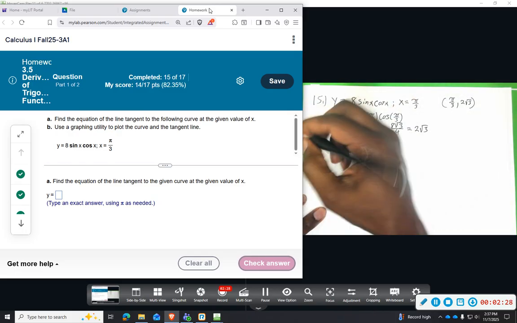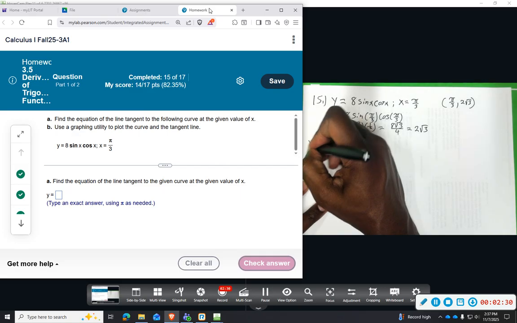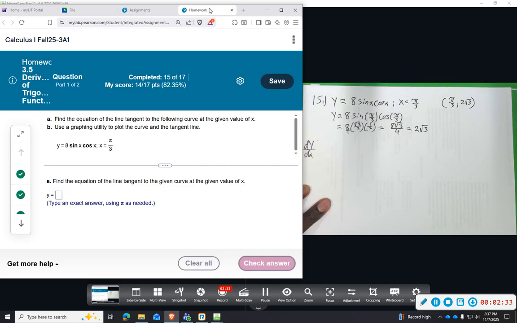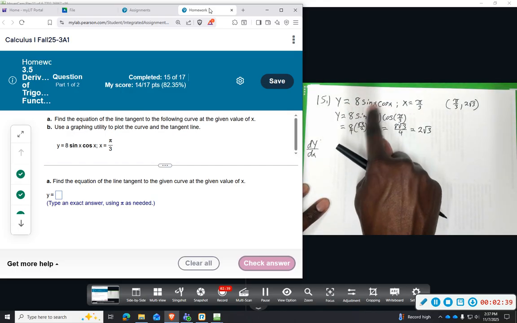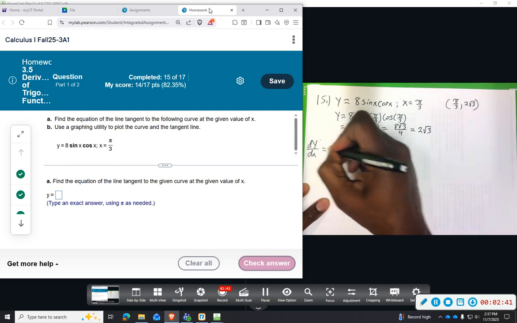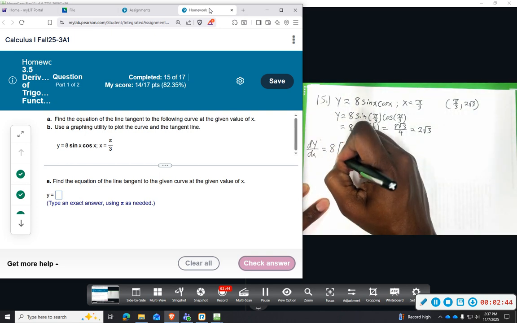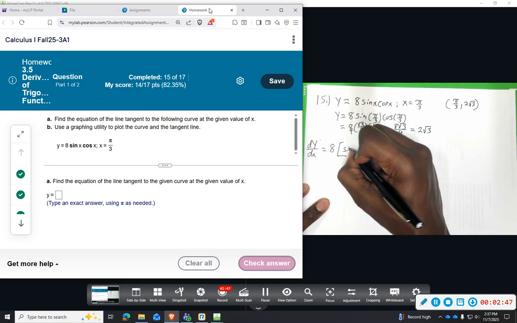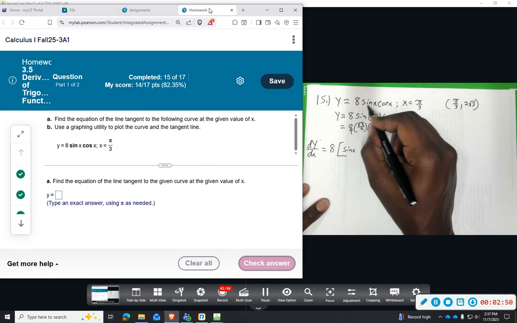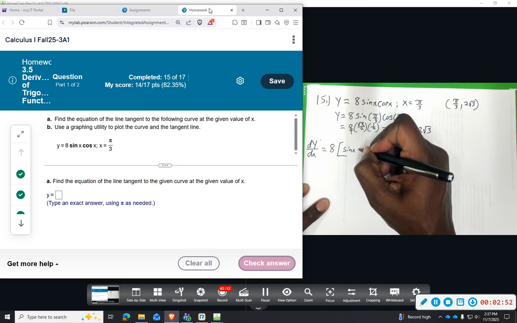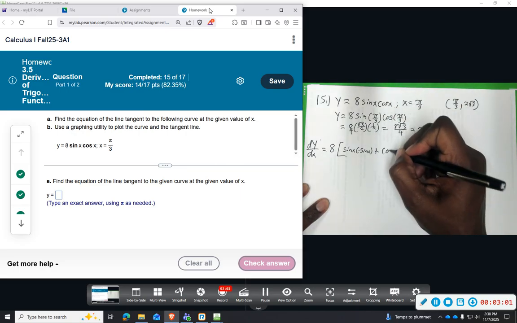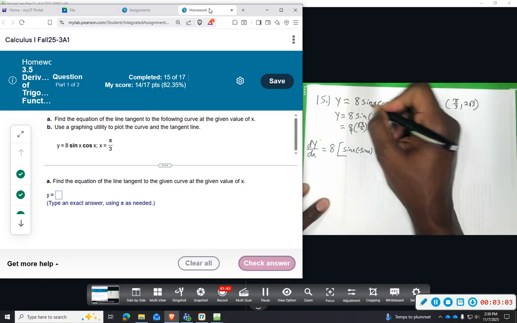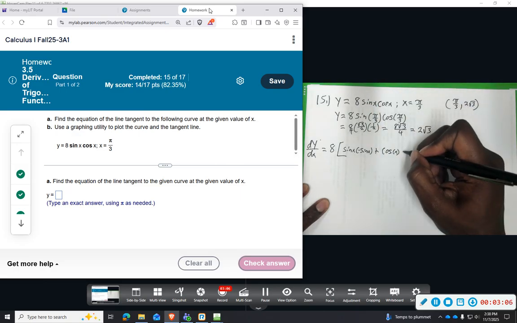Now we got to find the derivative. So dy dx, you can say y prime, however you want to say it. Doing the derivative, we're going to have to do the product rule. We got two things in terms of x. So I'm going to factor out the constant 8, and then we're going to do the first, sine of x, times the derivative of the second. Derivative of cosine of x is going to be negative sine of x. So that's first times the derivative of second, plus the second function, cosine of x, times the derivative of the first. Derivative of the first, sine, is going to be cosine of x.